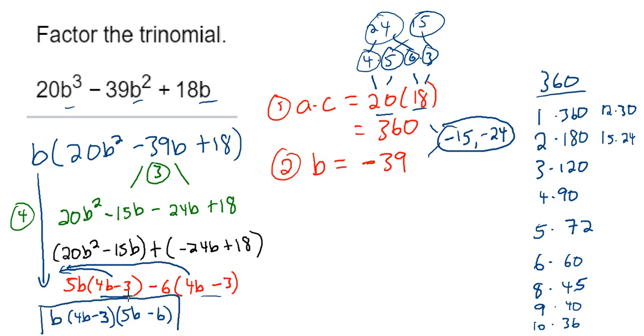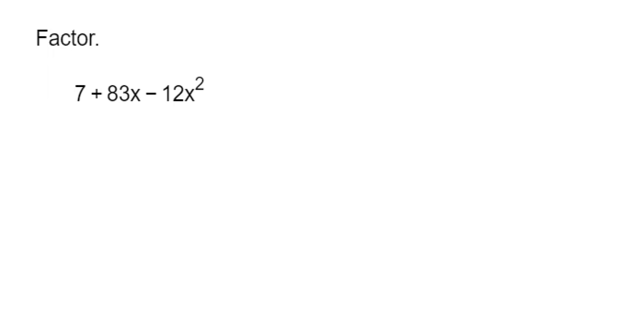All right. And you can double check to make sure you found the right answer by foiling this back out. It should match back up to this. And then distributing the b gets you back to the original problem that you started with. And that lets you know that you have the right answer. All right. Let's take a look at the next example.